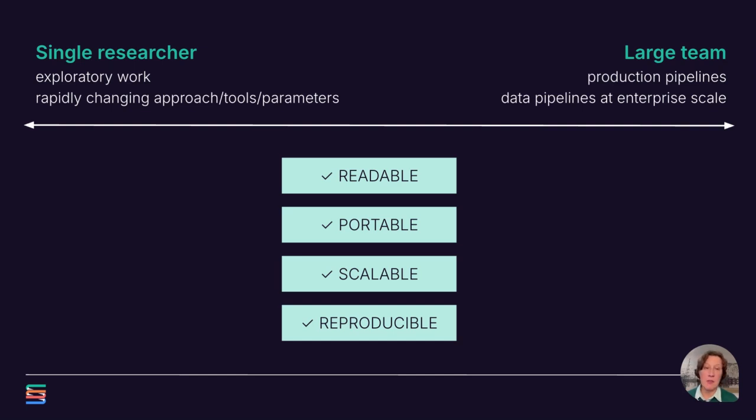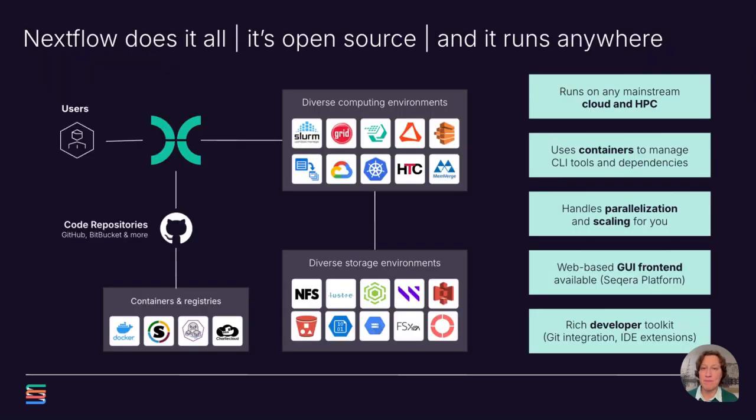Key features that enable this include being readable, meaning collaborators can read and understand what the code does. Portable, meaning you can run the same code on a local machine, on an HPC, or on a cloud service with just a few configuration changes. Scalable, meaning that it's not going to fall over when you go from running 10 samples to 10,000. And reproducible, meaning that you can hand it off to a collaborator and they can readily run it on the same data and get the same results, which sounds like it would be a given, but you'd be surprised.